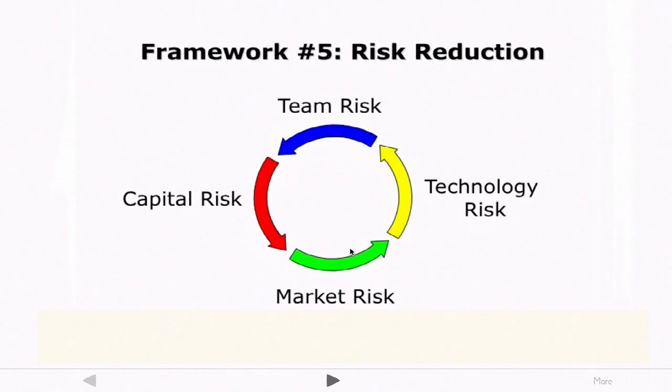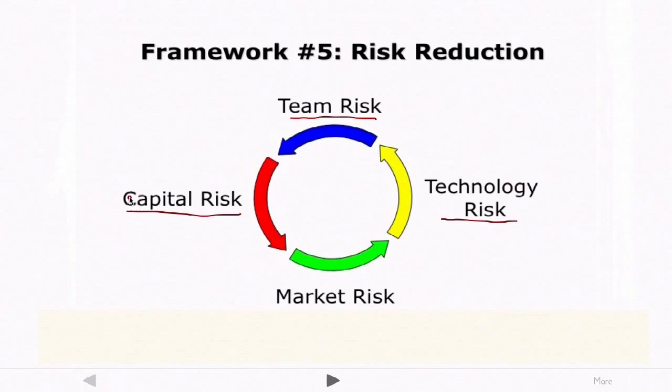Framework number 5 is that entrepreneurship is essentially about risk reduction in each and every step. You start out a new venture, and it's going to be risky in a number of different ways. It can have, let's say, technology risk. Is the technology going to work? Can we develop it? Does it solve the problem? There could be team risk. Can we put together the right team? Can we recruit the people we're going to need?